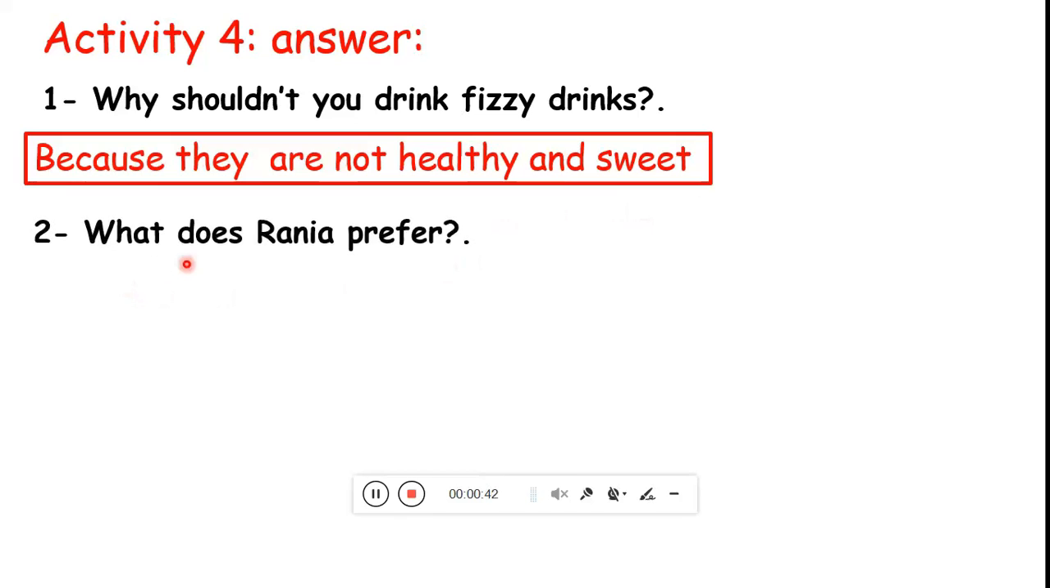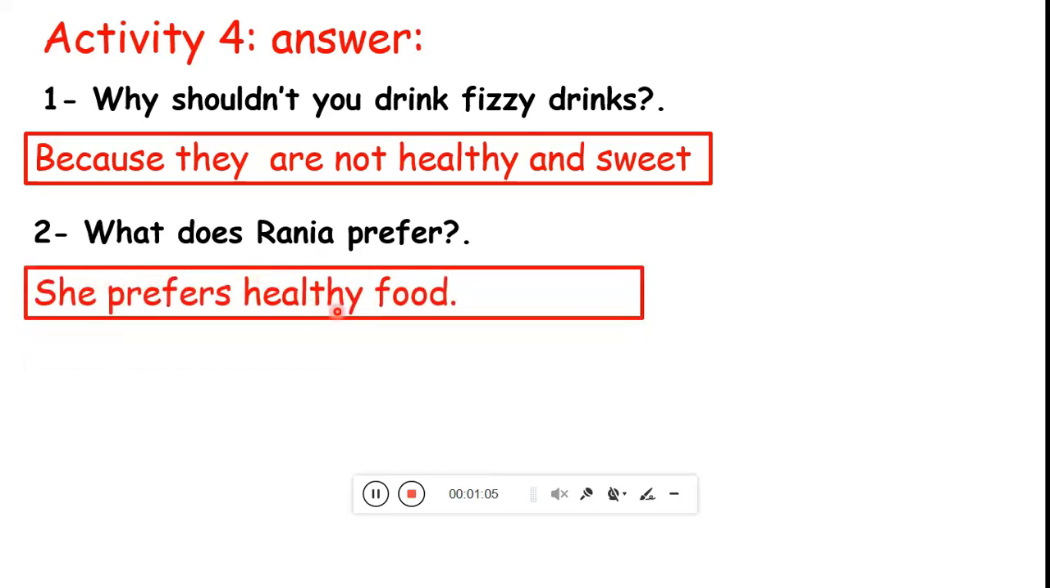Now the second question is what does Rania prefer? Does she prefer the healthy or unhealthy food? What do you think? I'll let you think. 1, 2, 3. Does she prefer the healthy or unhealthy food? Let's see the answer. She prefers healthy food, لأنه Amy said that I prefer healthy food. هي تفضل الطعام الصحي.